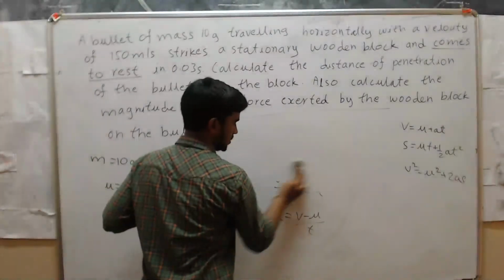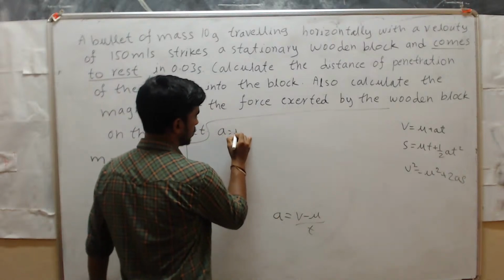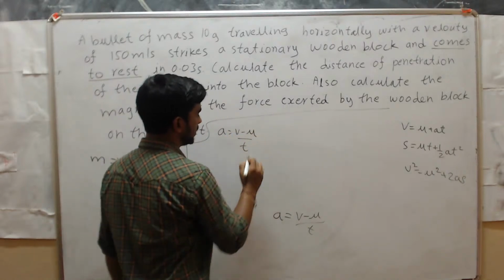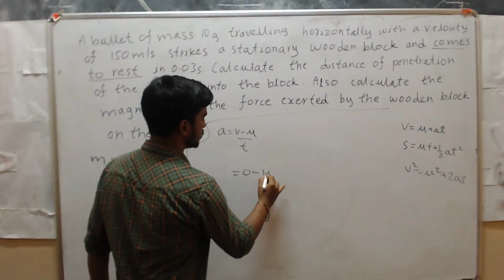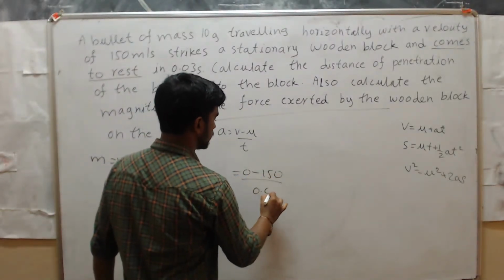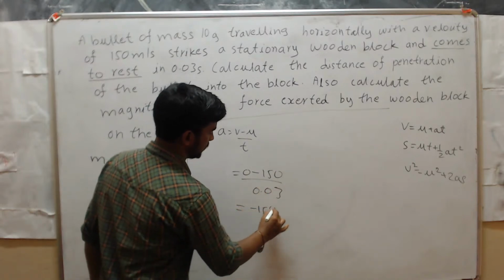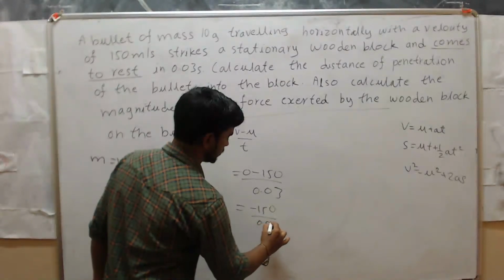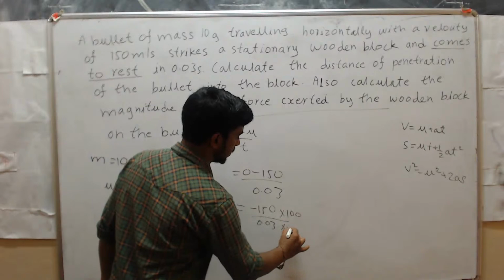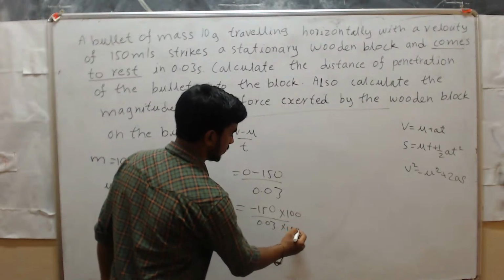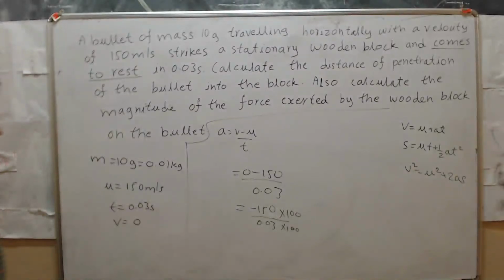And then this one. a = (v - u)/t. Now substitute the values. v is 0, minus 150, divided by 0.03. So we get minus 150 divided by 0.03. Better to multiply by 100 and also divide by 100.